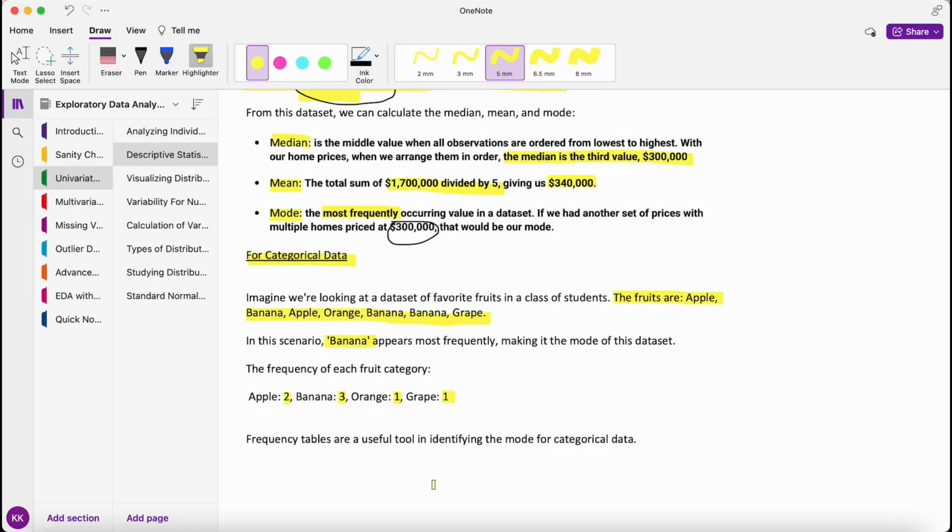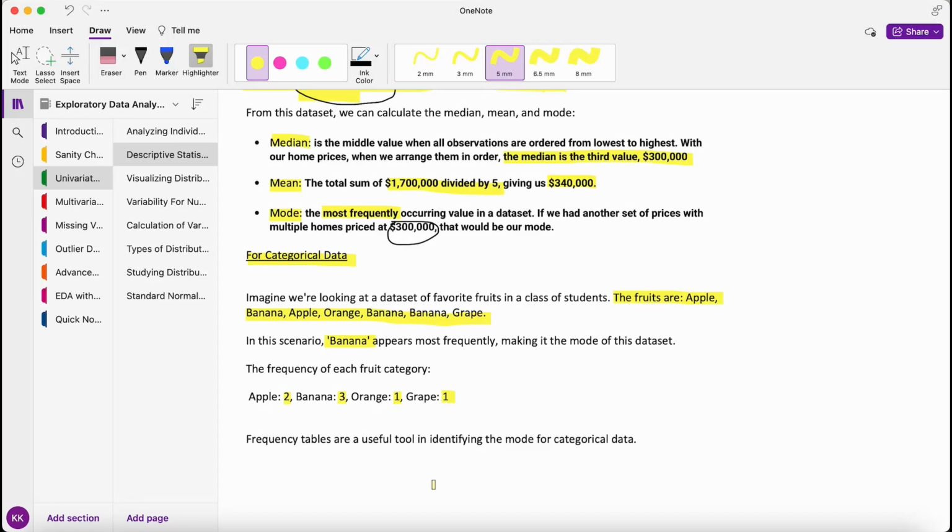Frequency tables are a useful tool in identifying the mode for categorical data. They list categories alongside their counts, providing a clear visualization of which category is most common. This is especially useful in larger datasets where manually counting each occurrence isn't feasible. Understanding the mode and frequency in categorical data helps in analyzing trends and preferences. For example, knowing that banana is the most preferred fruit could influence decisions in a school cafeteria menu planning or in a marketing strategy for a grocery store.